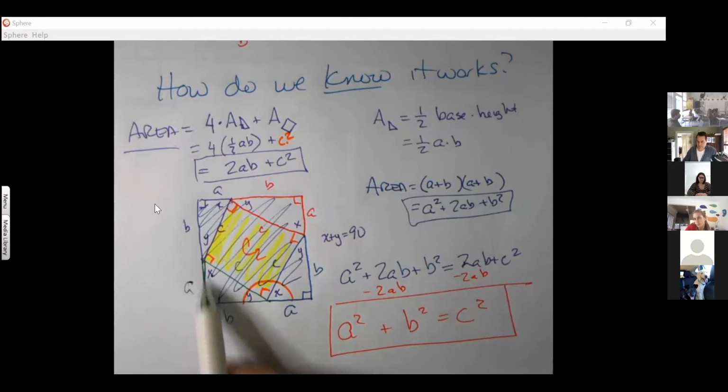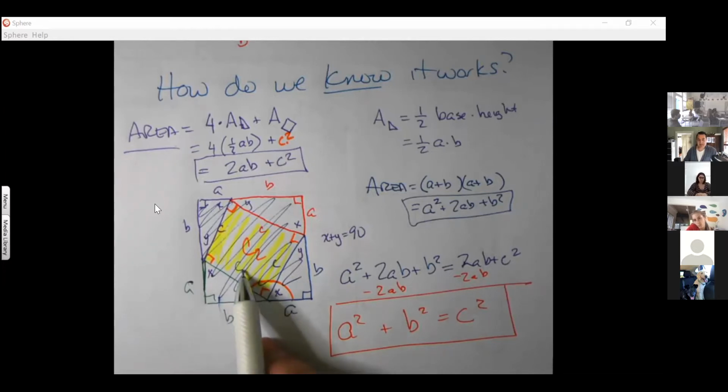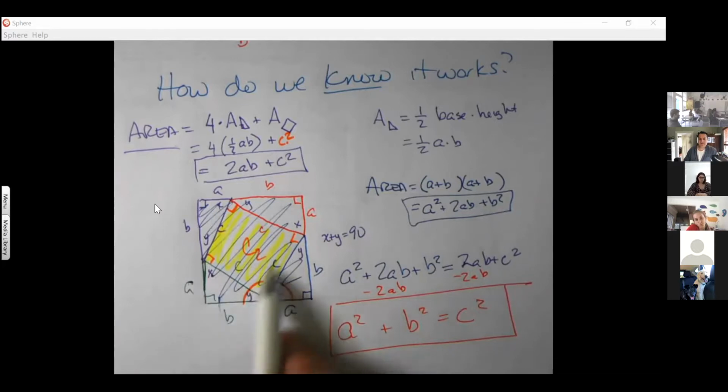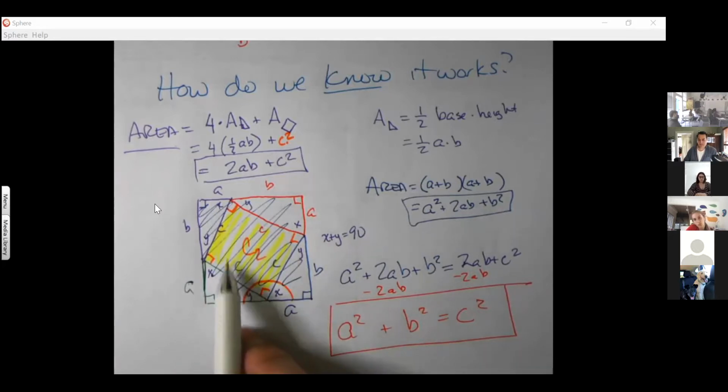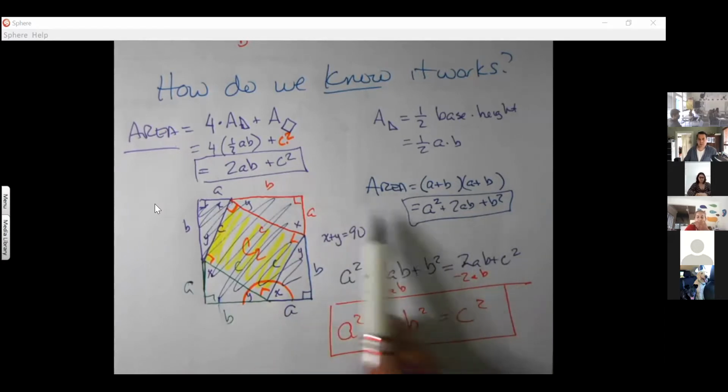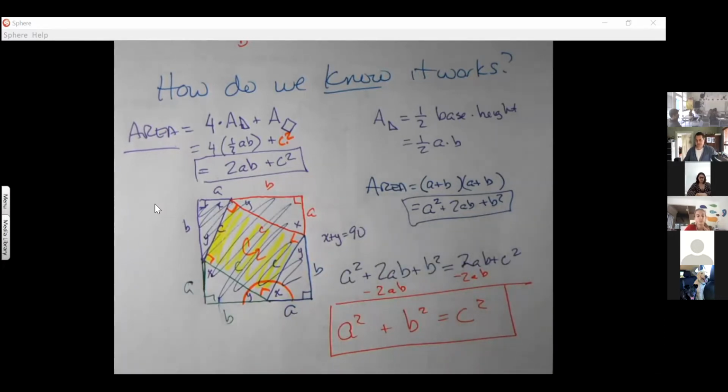I started with a right triangle labeled A, B, and C, and I slowly, methodically created something, found the area of it one way, the area of it another way, and set those equal, demonstrating that A squared plus B squared equals C squared.